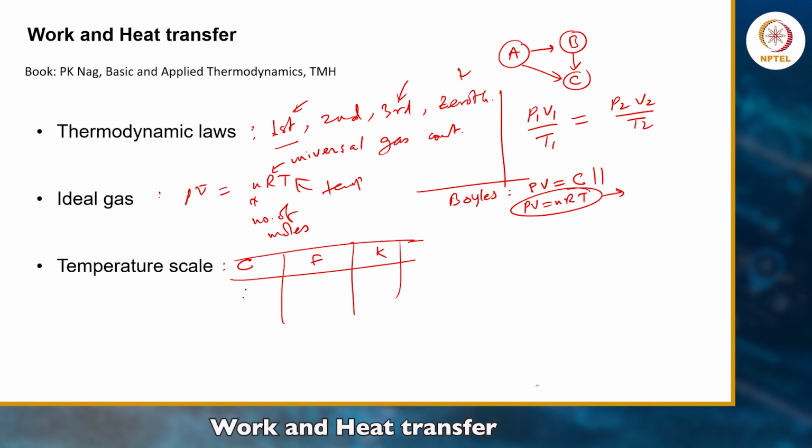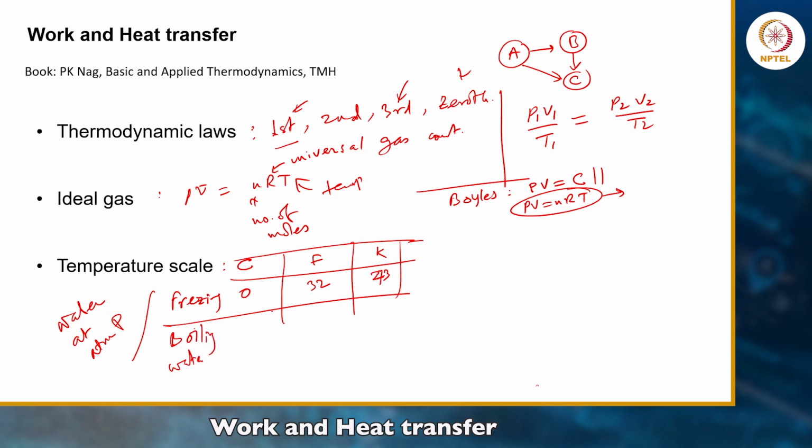Freezing temperature is 0 degree in centigrade, 32 degree in Fahrenheit, and 273 Kelvin. This is for water at atmospheric pressure. If pressure changes, the freezing and boiling temperatures will change. So whenever you talk about the freezing or boiling temperature of water, you have to specify the pressure also. Boiling water is 100 degree, 212 degree, and 373 Kelvin.